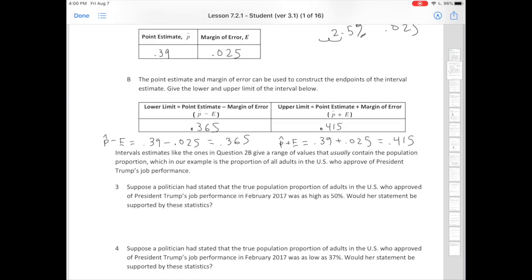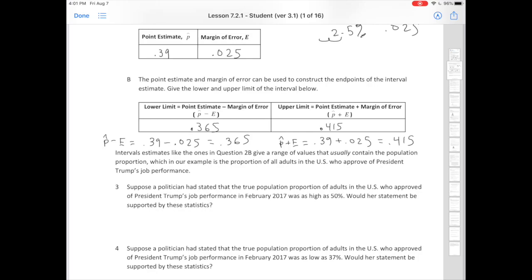Let's move on. Interval estimates like the ones in question 2b give a range of values that usually contain the population proportion, which in our example is the proportion of all adults in the US who approve of President Trump's job performance. So how would you analyze this, or how would you answer some questions with this?